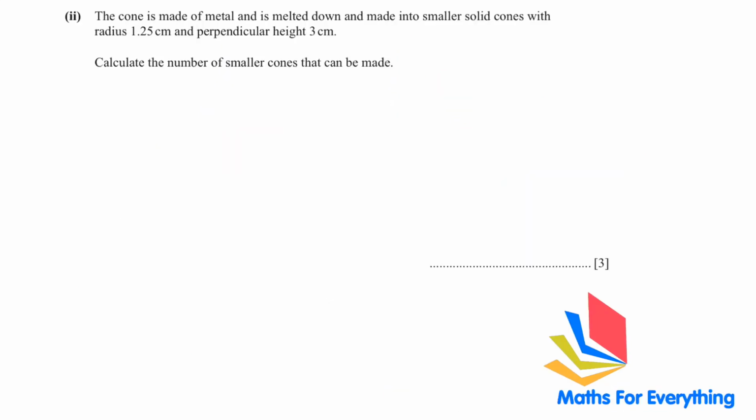dollars. Part 2. The cone is made of metal and is melted down and made into smaller solid cones with radius 1.25 centimeter and perpendicular height 3 centimeter. Calculate the number of smaller cones that can be made. For this question, we need to find the volume of the large cone. To find the volume of the cone, we use the formula 1/3 pi r square h and divide this by the volume of the smaller cone. This will give us the number of cones that can be made.